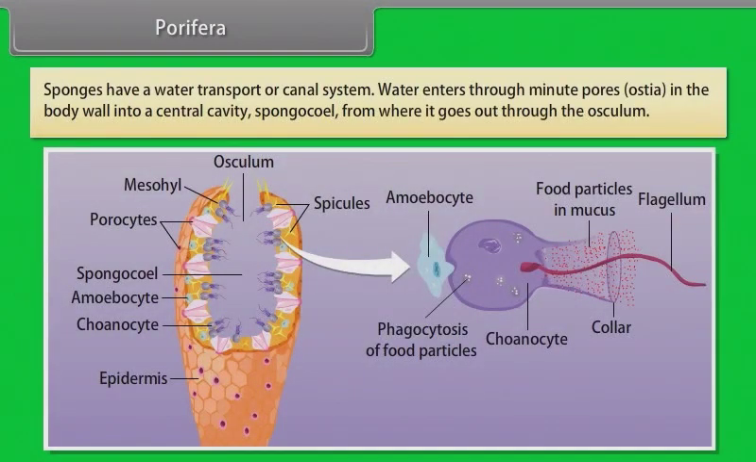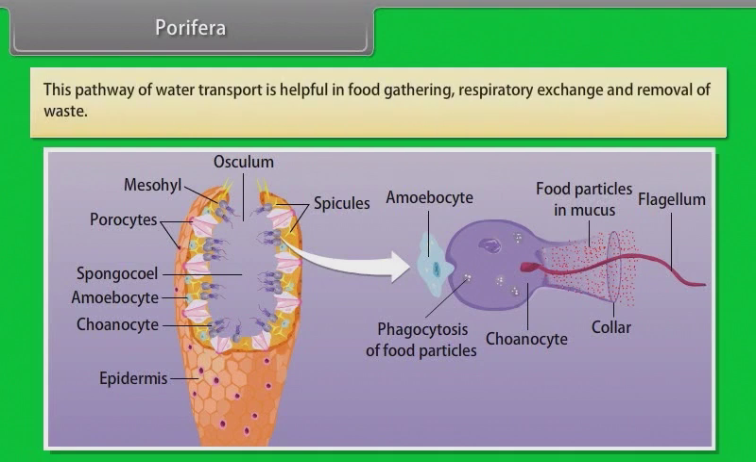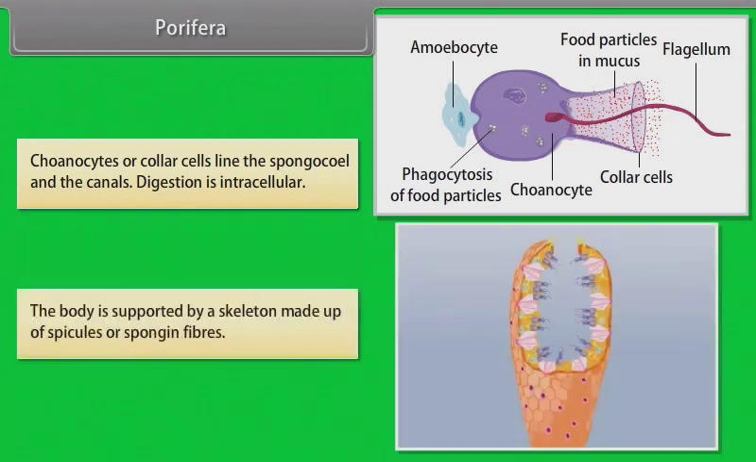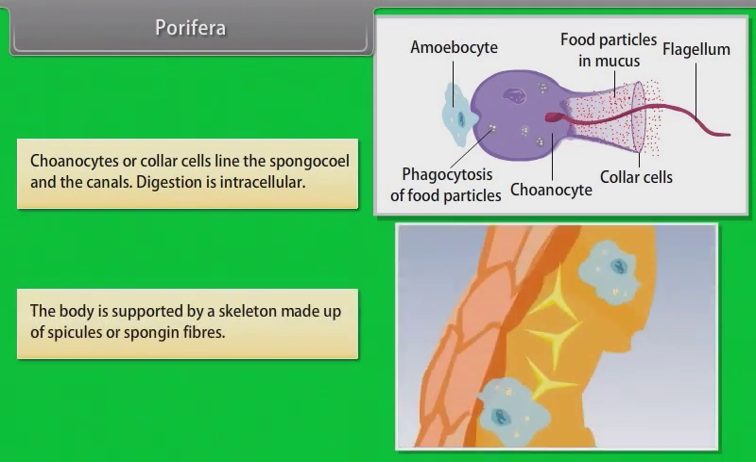Sponges have a water transport or canal system. Water enters through minute pores known as ostia in the body wall into a central cavity, spongocoel, from where it goes out through the osculum. This pathway of water transport is helpful in food gathering, respiratory exchange, and removal of waste. Choanocytes or collar cells line the spongocoel and the canals. Digestion is intracellular. The body is supported by a skeleton made up of spicules and spongin fibers.